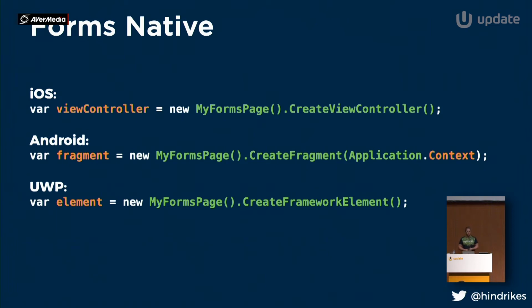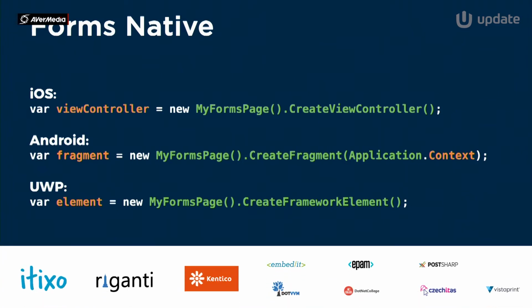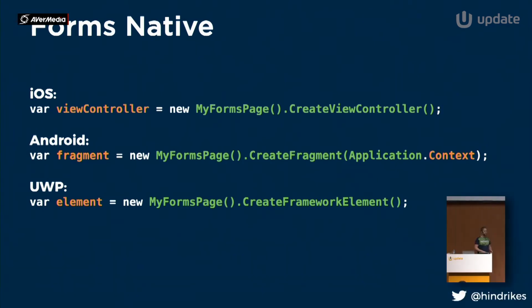So you can just use the extension method, for example, on iOS, CreateViewController, and you will get a view controller from your Xamarin.Forms page that you can use in the regular iOS navigation system. And on Android, you can use CreateFragment, and you will get a fragment. And if you are creating a UWP app, you can use CreateFrameworkElement.